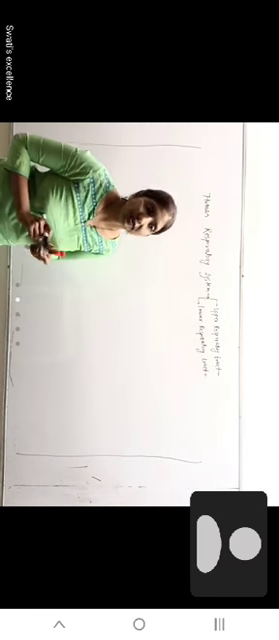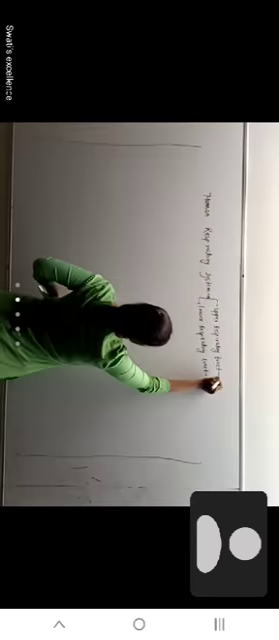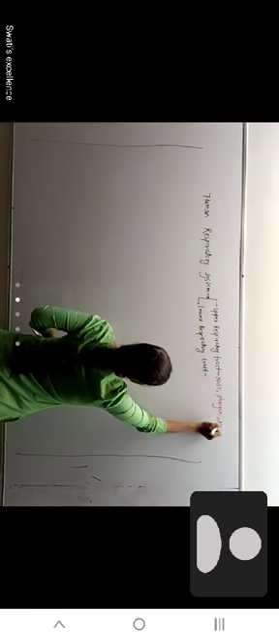So starting with the human respiratory system, I said it has two parts, upper respiratory tract and lower respiratory tract. First let me write down which are the structures, the organs of the upper respiratory tract. It is nose, pharynx and associated structures.